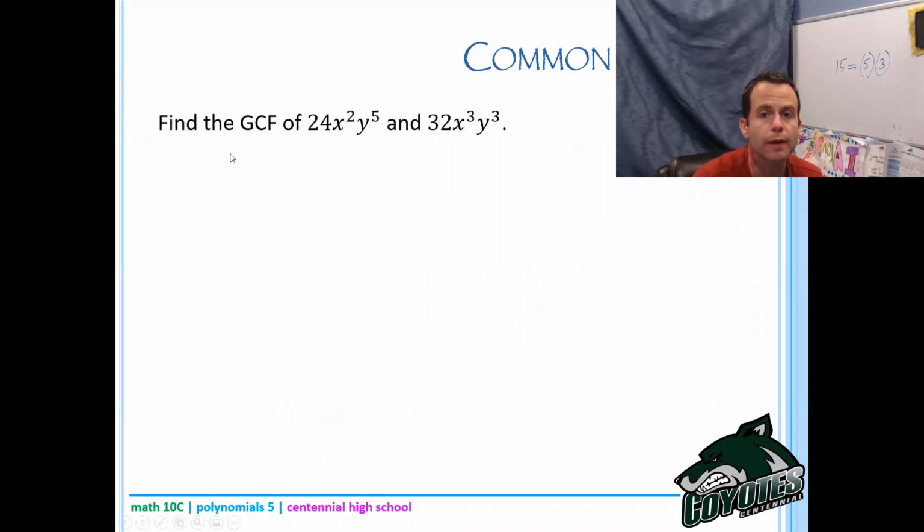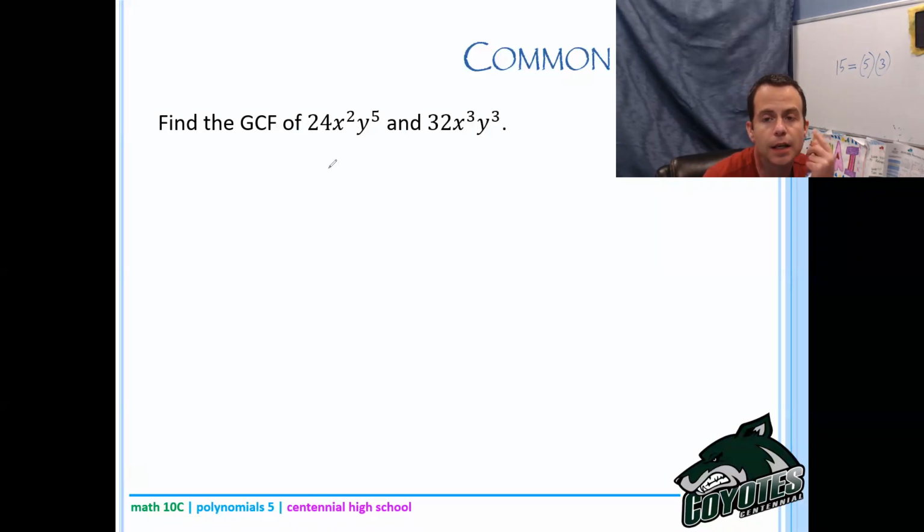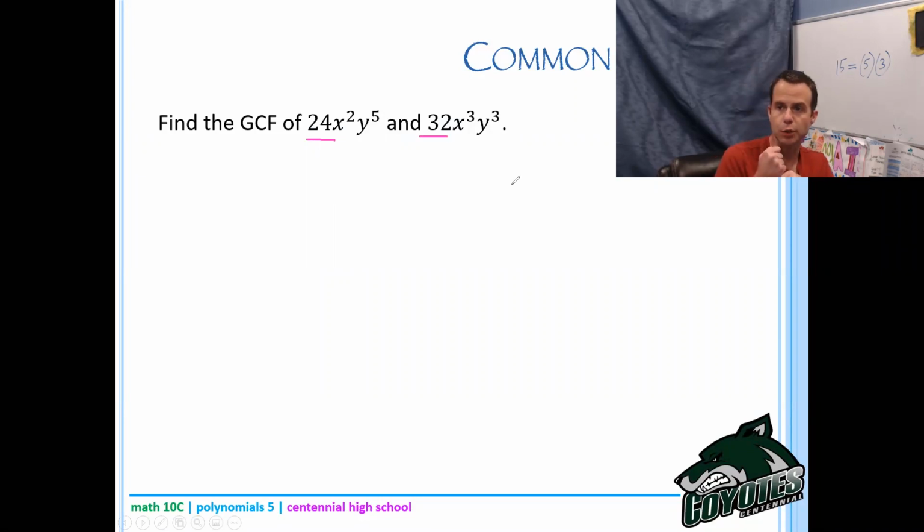Okay, so find the greatest common factor of 24x squared y to the 5 and 32x cubed y cubed. So what we want to do here is just take it piece by piece. So if I looked at 24 and 32, you need to tell me the greatest common factor of 24 and 32. And that would end up being 8. Okay, so I got an 8.